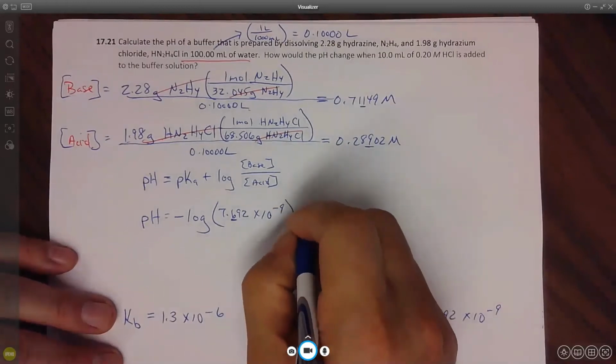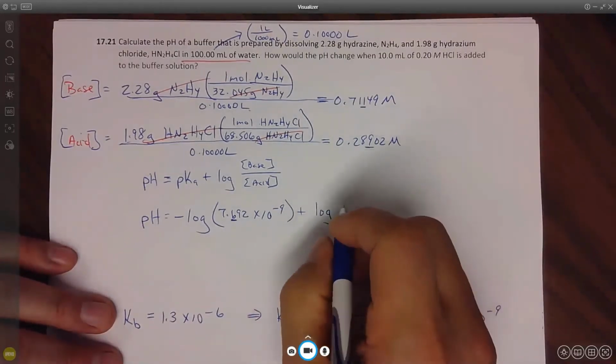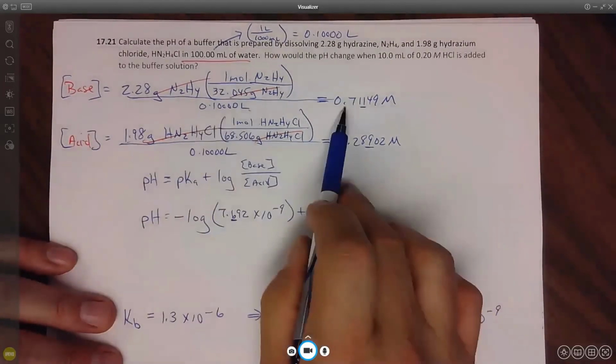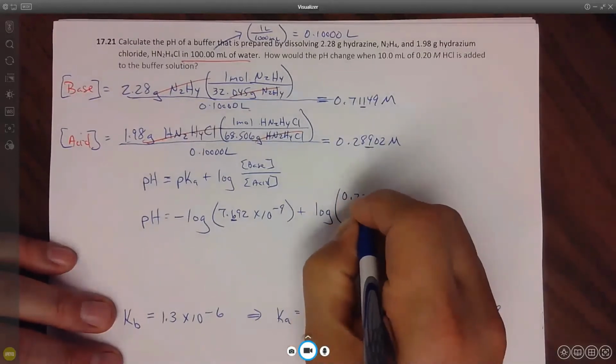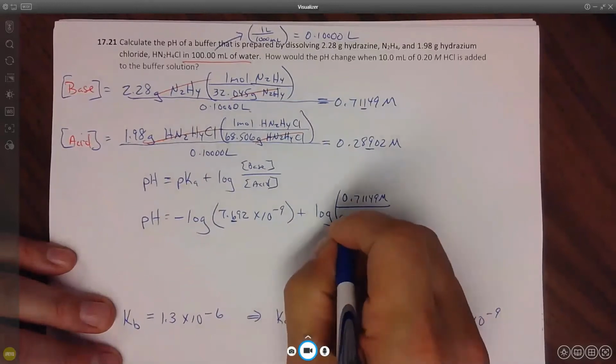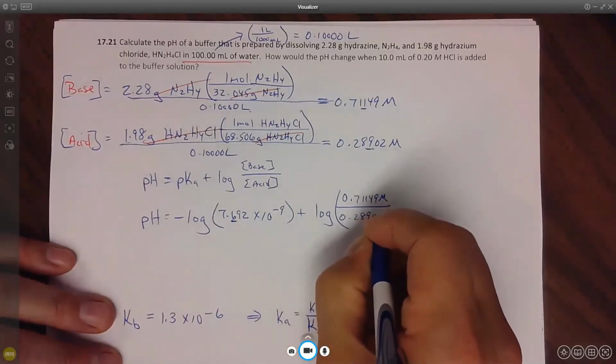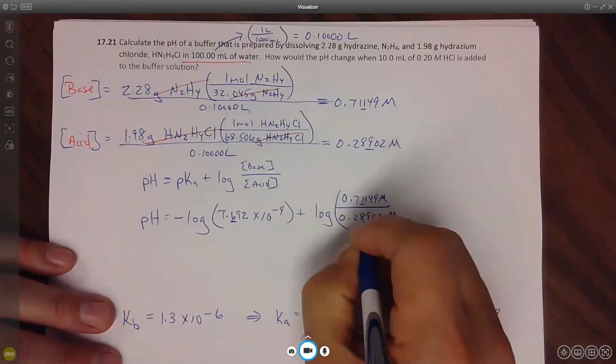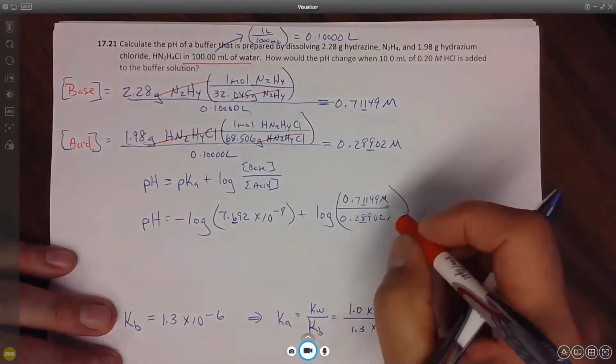Okay, so then it's going to be plus the log of the base. Well, the base is 0.7114 molar, and our acid is 0.28902 molar. And so, of course, the molars cancel.